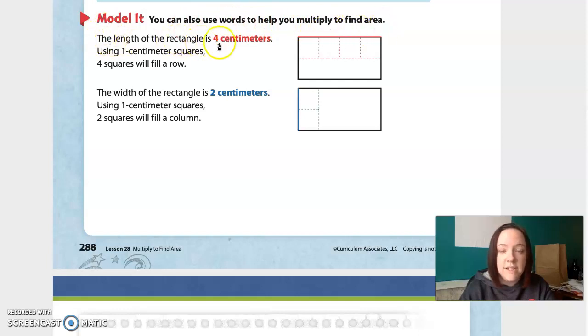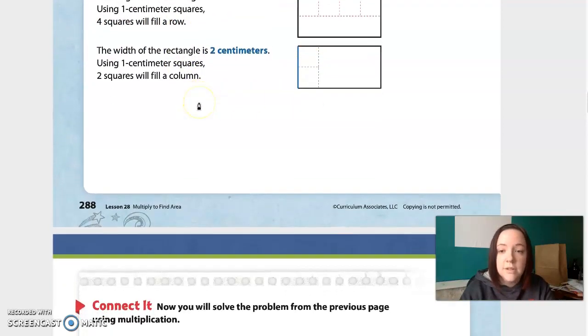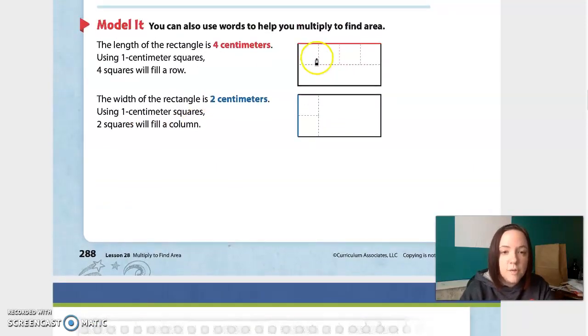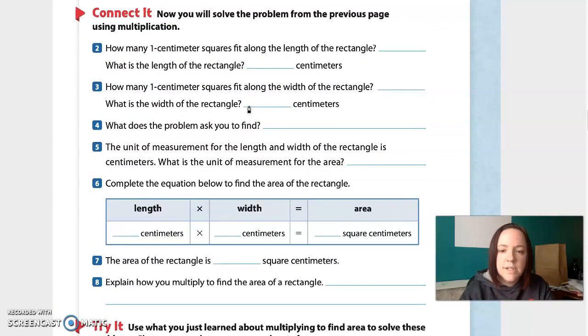The length of the rectangle is 4 centimeters. They drew it right out for you with dotted lines. 1, 2, 3, 4. 4 squares will fill a row. The width is 2 centimeters. 2 squares will fill a column. So they're kind of showing you, so if you continued this, you can see it better. See how you have 1, 2, and then 1, 2, 3, 4 across. So let's do this last one.